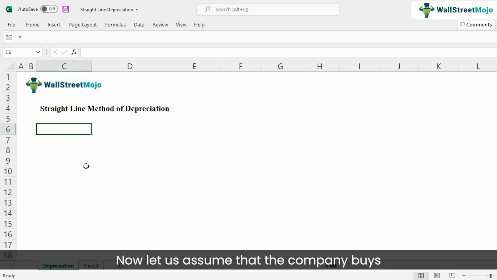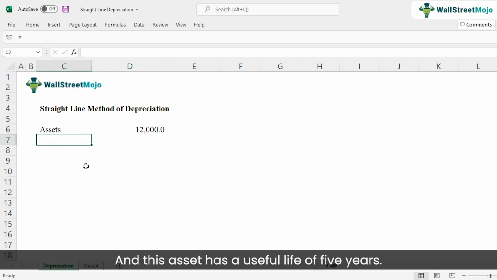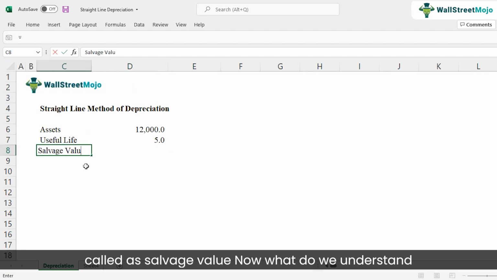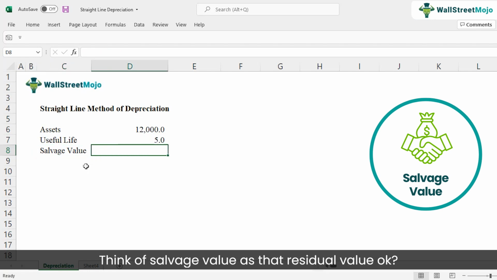Let us assume that the company buys an asset of, let's say, $12,000. And this asset has a useful life of 5 years. Now, there's this concept called salvage value. By salvage value, think of scrap value or the residual value. Let's say the company has used this asset for 5 years. They will be able to sell this asset as scrap, for example, and recover some value out of it. Think of salvage value as that residual value. So let's assume that this is $2,000.